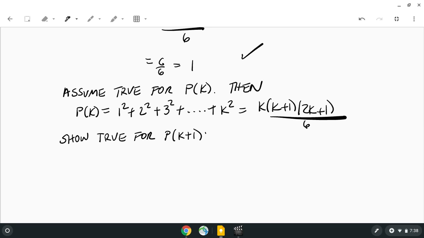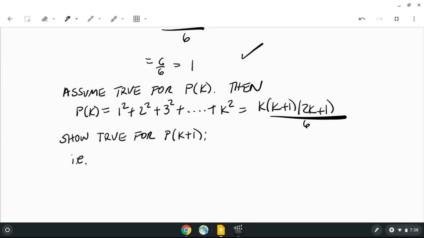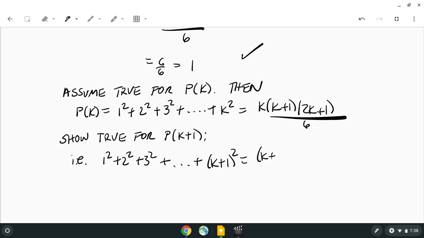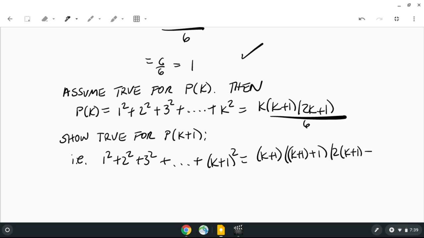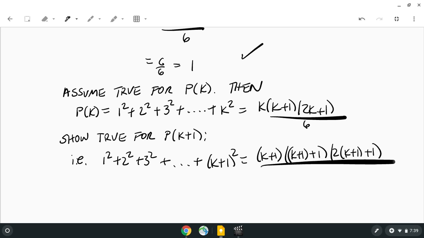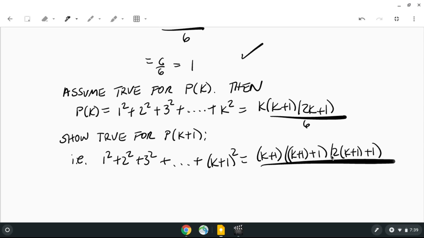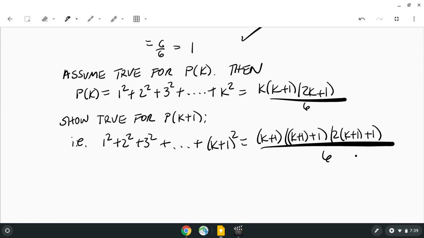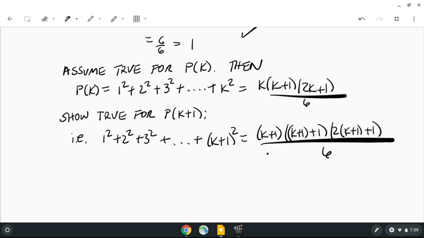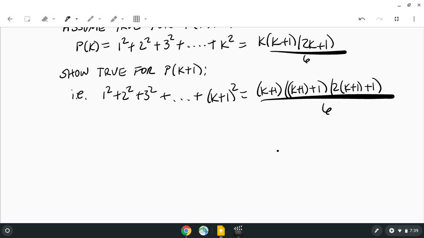So we're trying to show that 1 squared plus 2 squared plus 3 squared, up through (k plus 1) squared, should equal (k plus 1)(k plus 1 plus 1)(2 times (k plus 1) plus 1), all over 6. A little more complex looking over here, but that's what we have to get this side to look like. Okay, so let's see what we have.